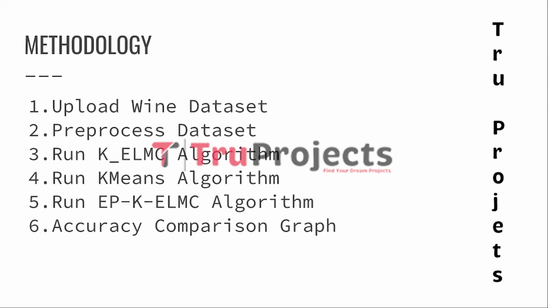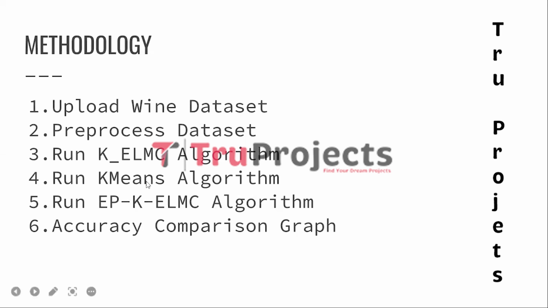And the third module is Run KELMC algorithm. This module applies the K-means based extreme learning machine clustering algorithm to the pre-processed wine dataset. This algorithm combines the principles of K-means clustering and extreme learning machine for clustering and classification purposes. The algorithm initializes the cluster center and calculates the exemplars, which are the data points closest to the cluster center.